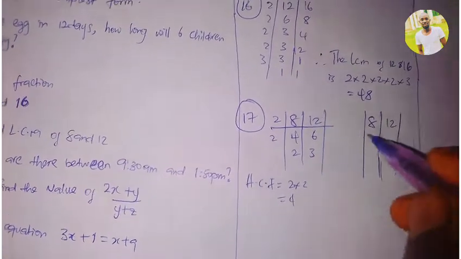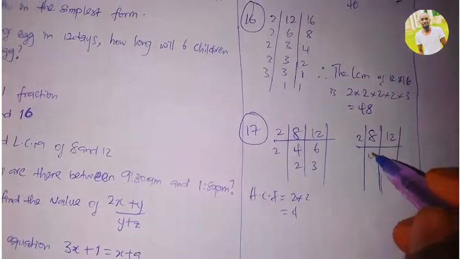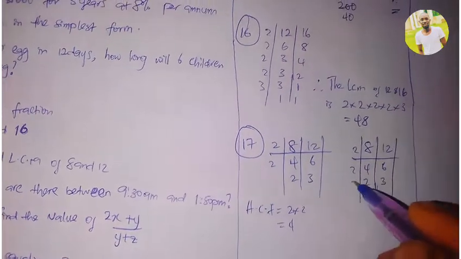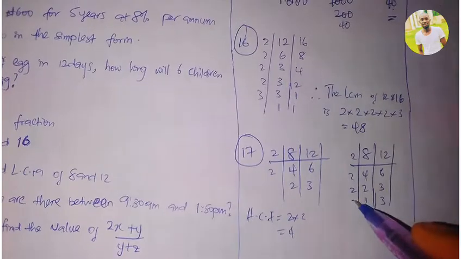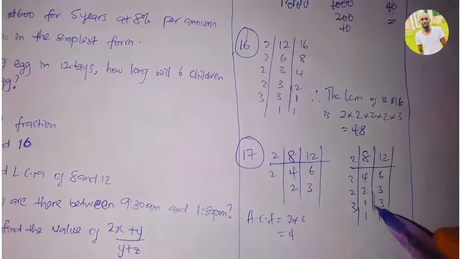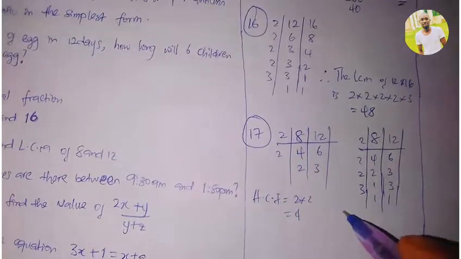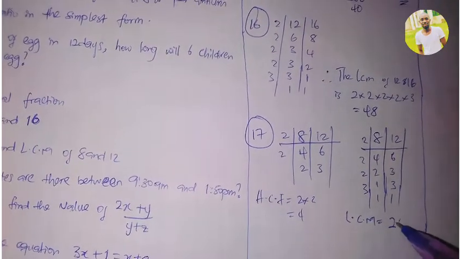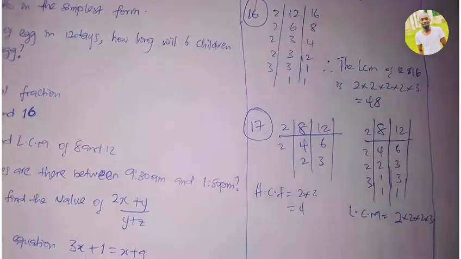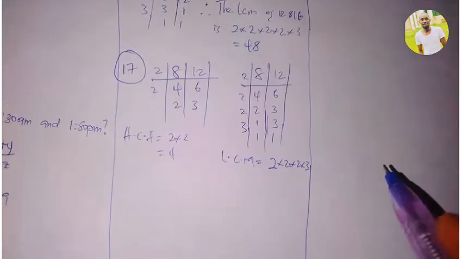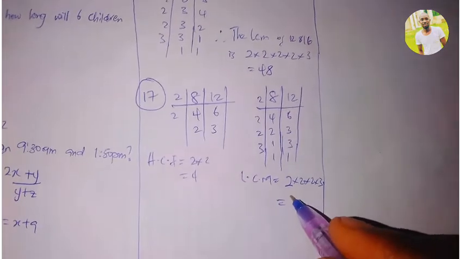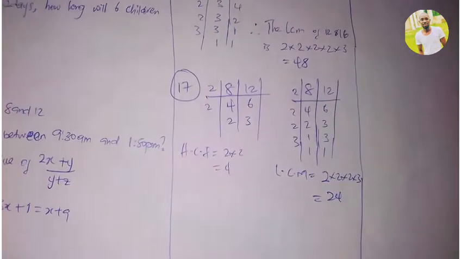For the LCM now, we have 2 can go, that's 4, 6. 2 can go, that's 2, 3. 2 can go, that's 1, 3. 3 can go, that's 1, 1. For the LCM, we have 2 times 2 times 2 times 3. 2 raised to power 3 is 8. 8 times 3 is 24.